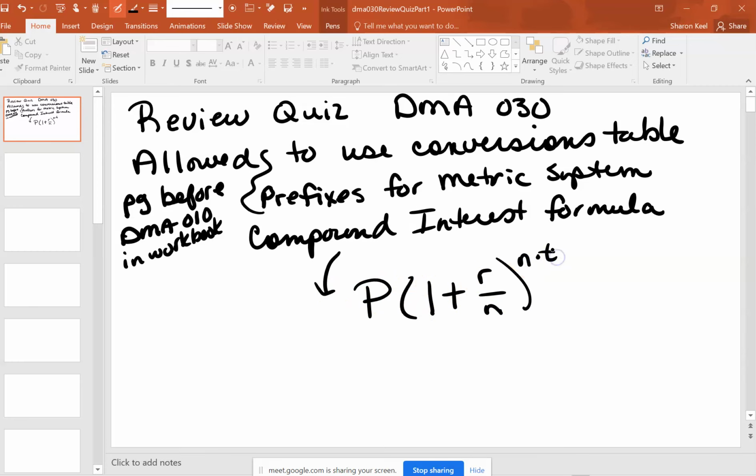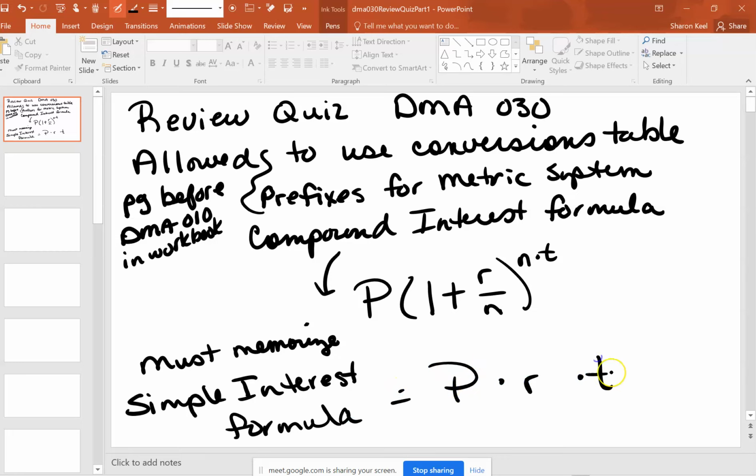You must memorize the simple interest formula. This one you'll not be given, and that's just principal times rate times time.